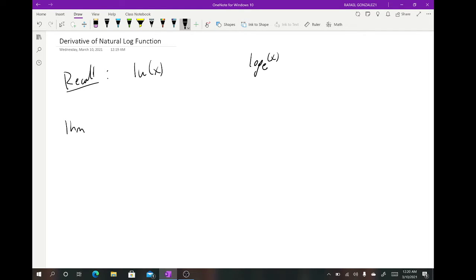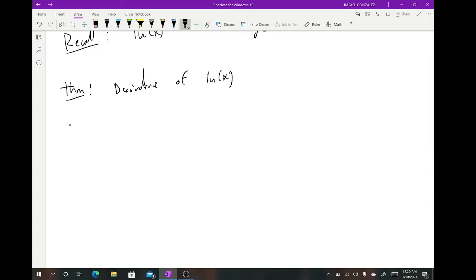So I'll give you the theorem for this. It's pretty straightforward. So the derivative of ln of x, we have a couple cases. So first, let u be a differentiable function of x. That just means that we can take the derivative; the derivative exists. Then the following two things are true.